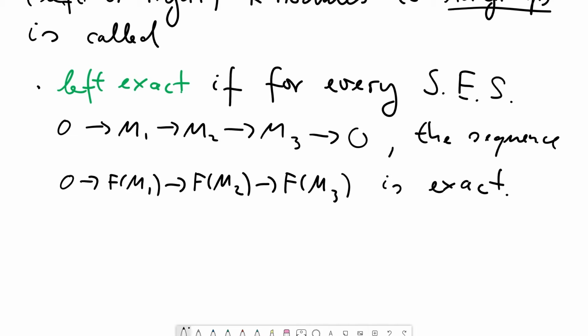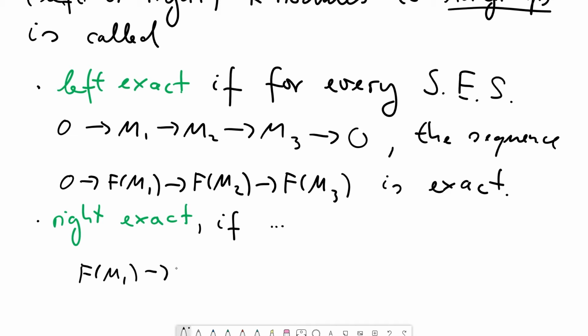And then you can already guess what the definition of right exact is. Namely, if, and then as above, for every short exact sequence of this kind, the sequence, and now I start at F of M1 and I end at 0, F of M2, F of M3, 0 is exact.